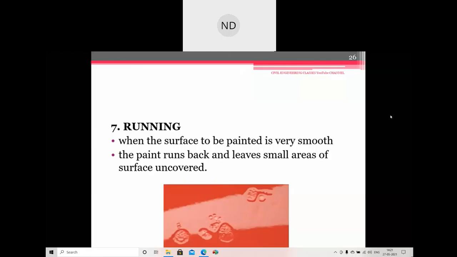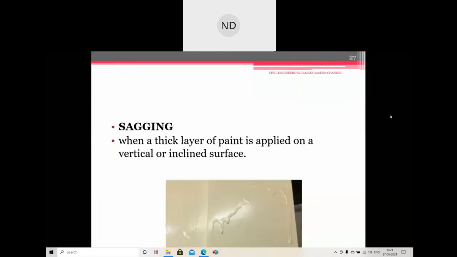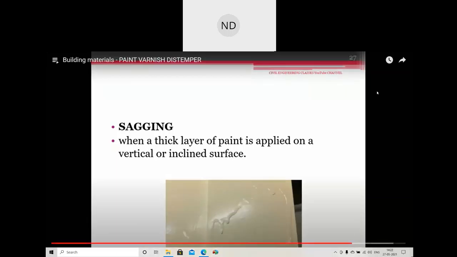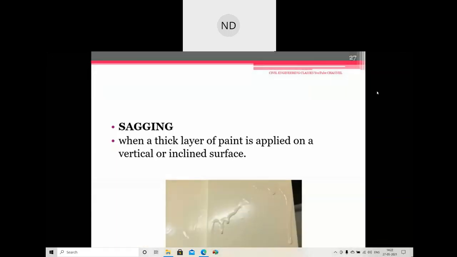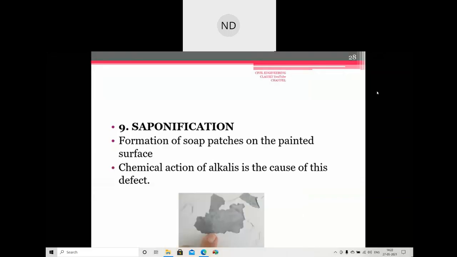Next one is running. This usually occurs on a metal body or finished surface or a smooth surface. It means that the paint will run back and leave some area of the surface uncovered by paint. It is called running. Next one is sagging. When we apply a very thick layer of paint on a vertical or inclined surface, the paint will run off from the surface. That is what is called sagging.